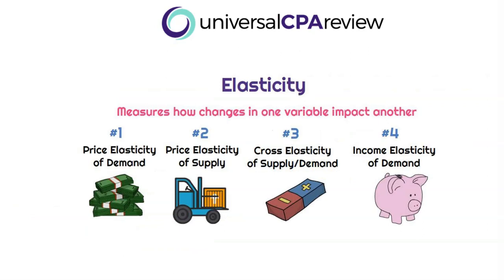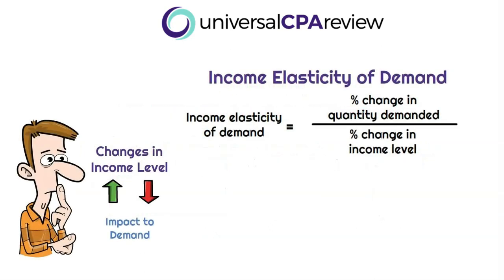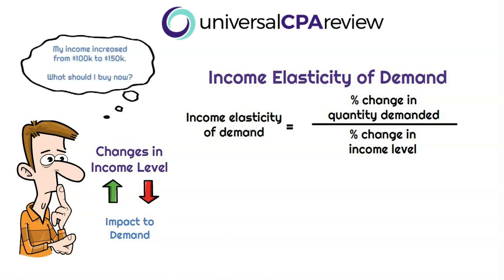The last elasticity measure we're going to talk about is the income elasticity of demand. So this just focuses on our income level. If our income goes up, how does that impact the quantity demanded? If our income goes down, how does that impact the quantity demanded, right? So you can think about it as if I make $100,000, but all of a sudden now I make $150,000. Well, how does that impact what I want to buy or the quantity demanded?